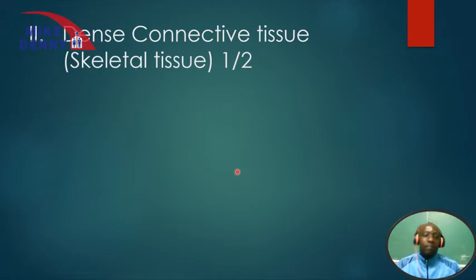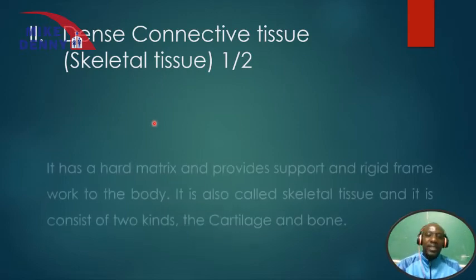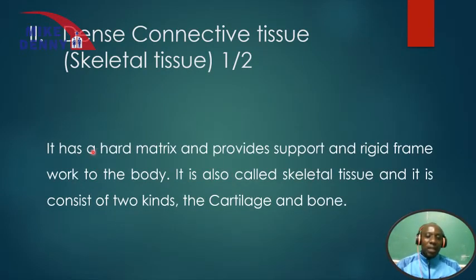Then the two types, the areolar tissue and the adipose tissue, make up the loose connective tissue. Then we have the dense connective tissue. We also call it the skeletal tissue. It is made up of a hard matrix, and this hard matrix supports and gives a rigid framework to the body. So it's also called the skeletal tissue. In this case, we are talking of the cartilage and the bone.